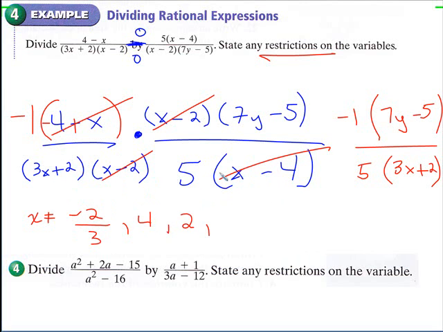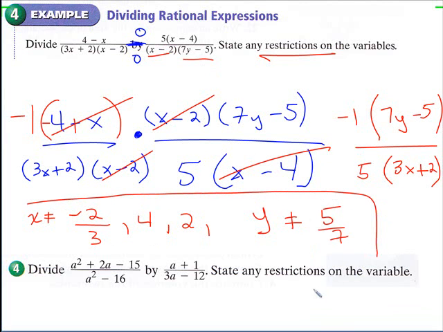What also makes this tricky is that at the beginning of the problem, we flipped this to have it look like this, because we changed from division to multiplication. So over here we had the x minus 2 and the 7y minus 5. It used to be on the bottom, so you have to consider it for restrictions also. So when is x going to be 0 here? When x is 2. And when y is, y cannot equal positive 5 over 7. So these are all your restrictions right here.